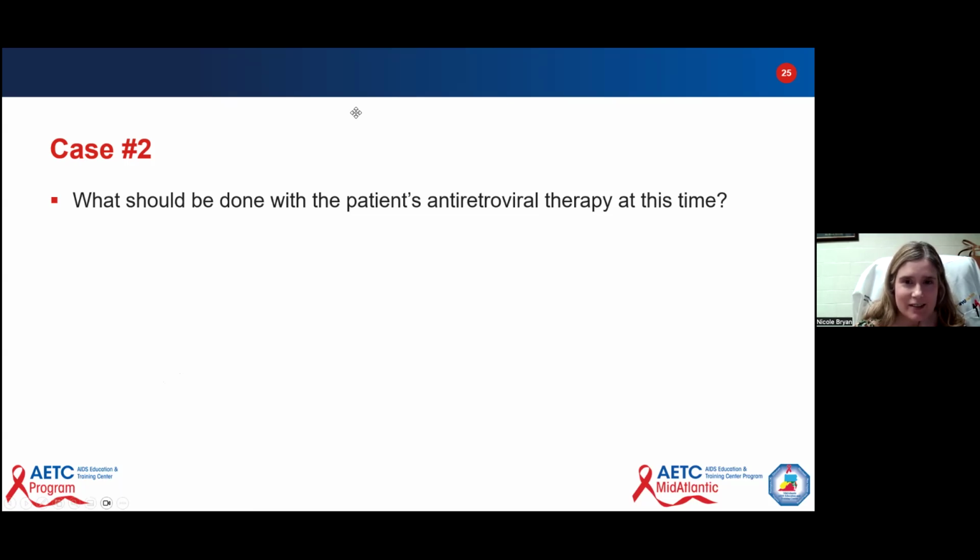Nobody want to take it? Somebody want to take a stab at it? We have nothing, keep as is, and then one person said change to a TAF containing regimen. Yeah, so could consider updating to a newer tenofovir based regimen, from the TDF to the TAF, which should have less issues with the kidneys. Or it's working, so we'll see how it is, and maybe investigate the kidney to see if there's another cause for kidney issues.